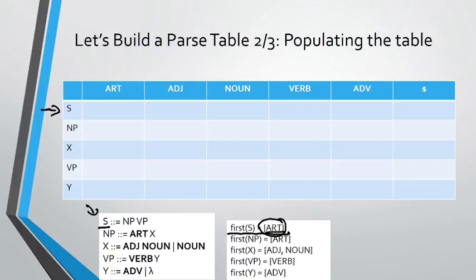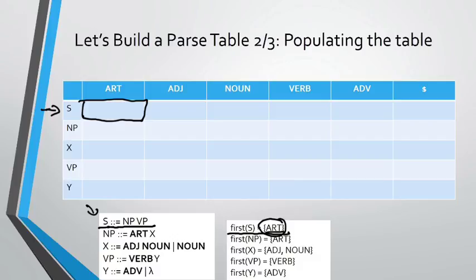Okay, so looking at the first set for S, the non-terminal that we're actually dealing with, we can find out immediately which columns in the table for this particular row are actually going to contain productions. We don't need to have anything here for adjective, noun, verb, adverb, or even the $ sign, because those things do not show up in the first set. Rather, we just expect that we will find some production that will expand S when there's an article on the input. Sure enough, we see that in this particular production here.